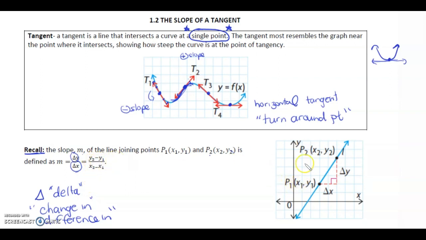Okay, so this is, again, from grade 9. So what we would do in grade 9 is we would have a line, and we would join 2 points, P1 and P2, with a little triangle, and then we would do the rise over the run. How much did we rise? How much did we run, right? Delta y over delta x.